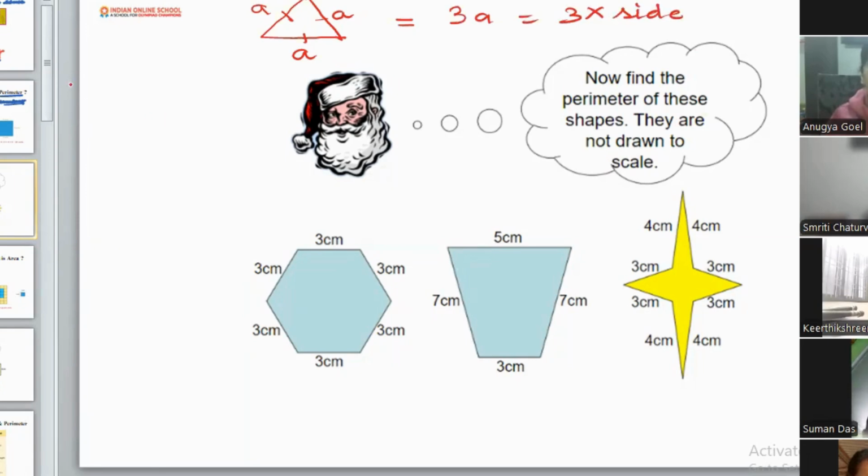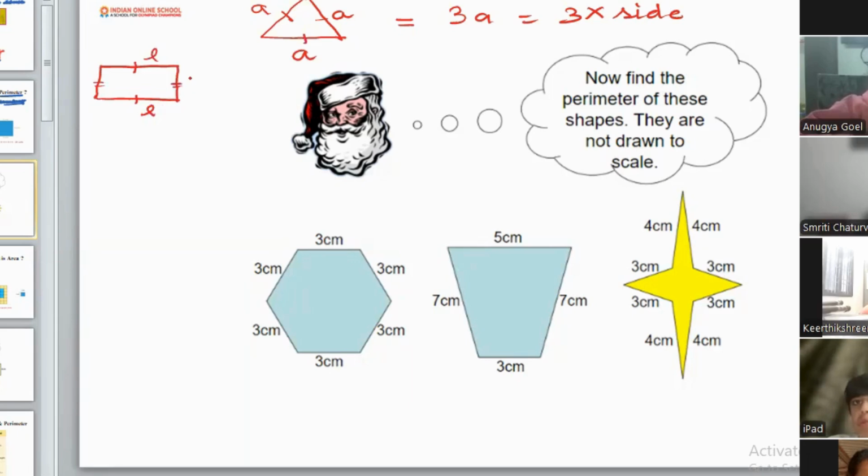Correct, everyone? Yes. Now, this time I have another figure, which is this. Just tell me the name of this figure. Rectangle. Now, tell me what is the property of a rectangle? Opposite sides are equal. Correct. If this side is L, then this side is also going to be L. If this side is B, this side is also going to be B. Now tell me what is the perimeter of a rectangle. How can we figure it out?